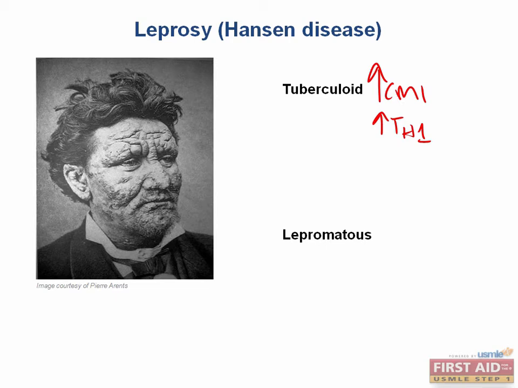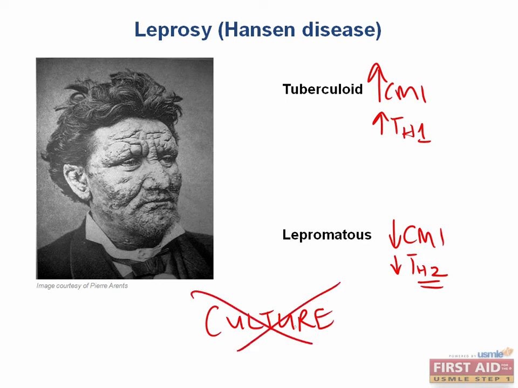Lepromatous leprosy, on the other hand, is the more severe form of leprosy that can occur in immunocompromised hosts with weakened T-cell immunity. That's low CMI and low Th2 cells. These patients will present with nodular growths and thickening of their skin that compromises underlying tissue function. These patients will also have peripheral neuropathy. Note that Mycobacterium leprae is not diagnosed by culture. Instead, an acid-fast stain coupled with PCR assay is typically used in diagnosis.